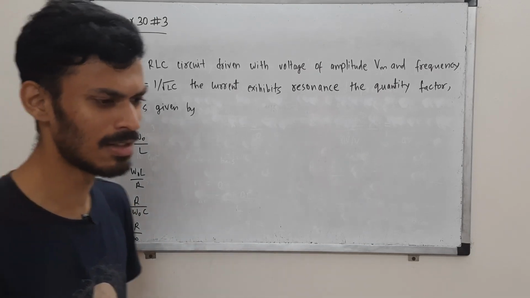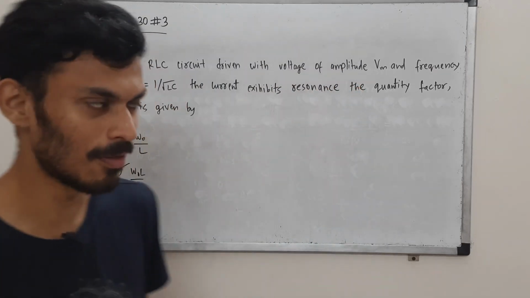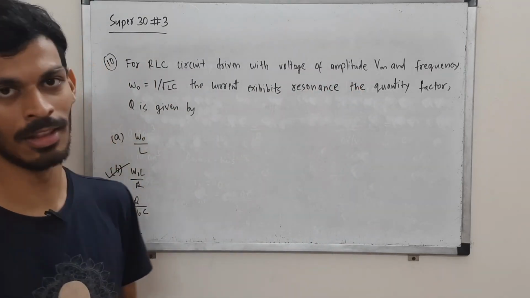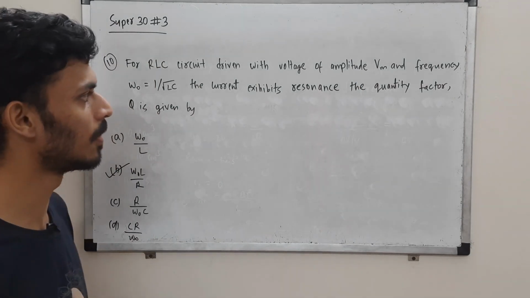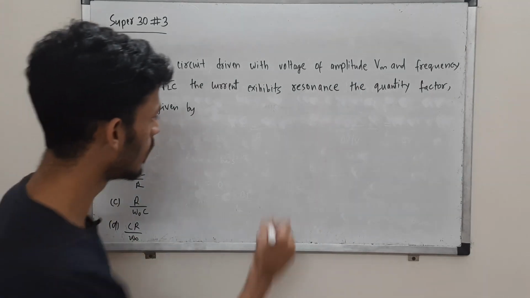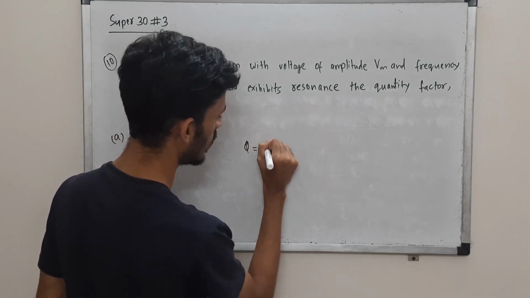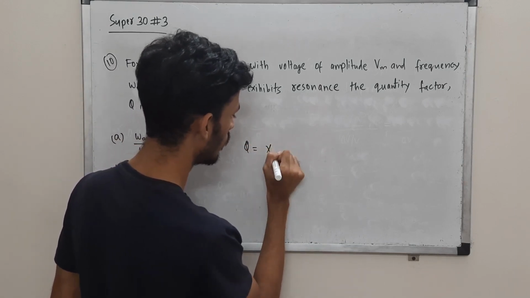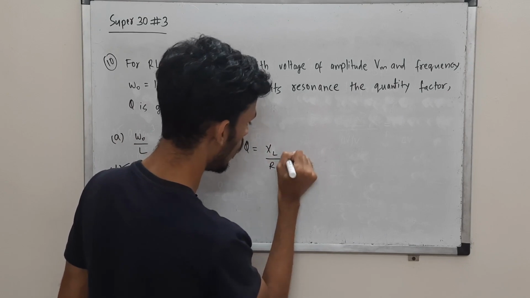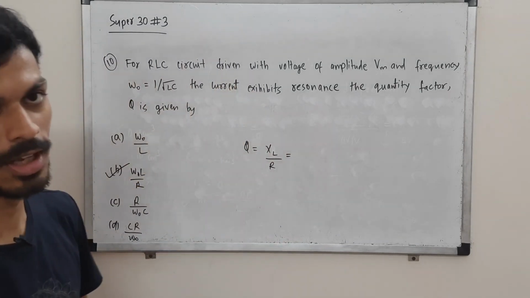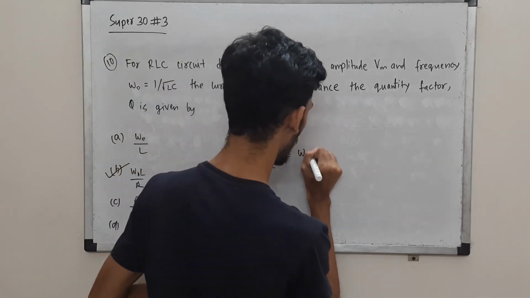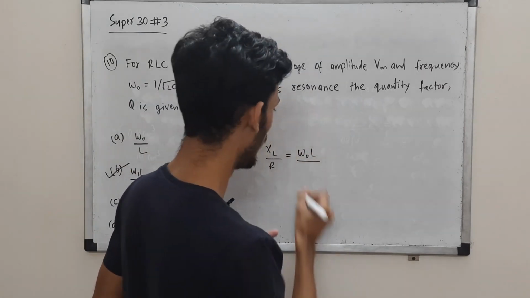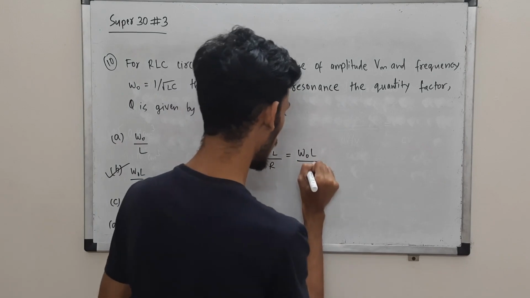This type of question has recently been asked in BITSAT. I don't know why, but they did appear in your recent BITSAT papers. So please learn the formula properly. Also, I'll give you a trick to remember this Q factor. It is actually XL by R. This is how I remember it. XL is nothing but the impedance due to the inductor, which is omega naught L. So if you didn't know this formula, if you didn't know XL, it is not going to help you.